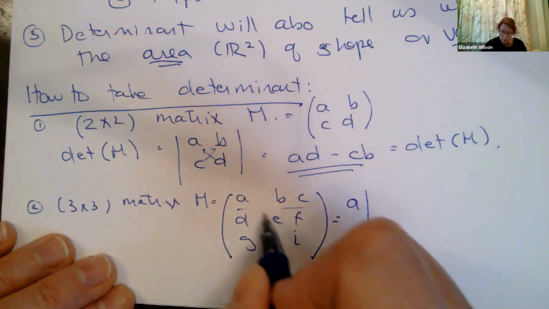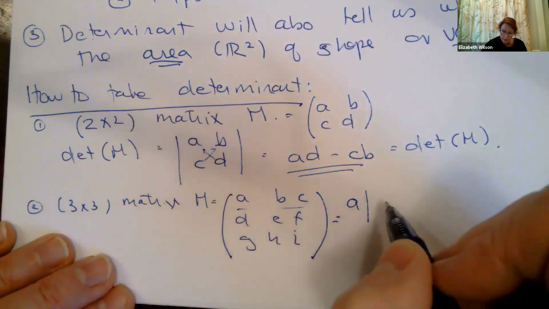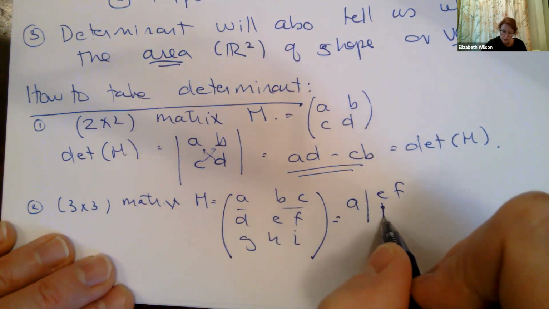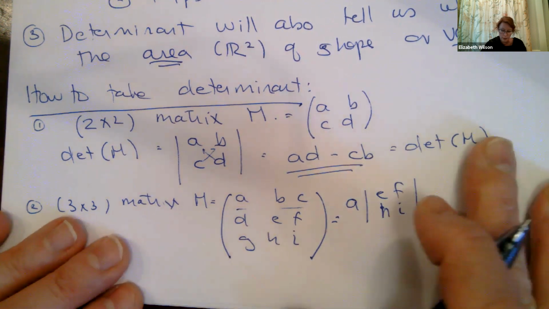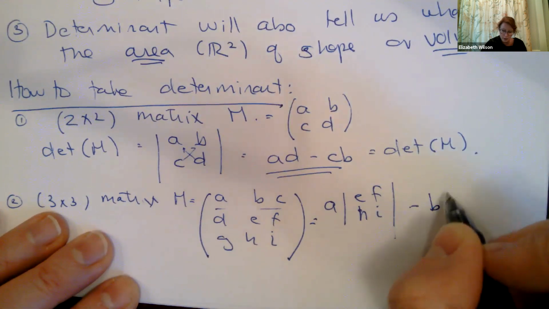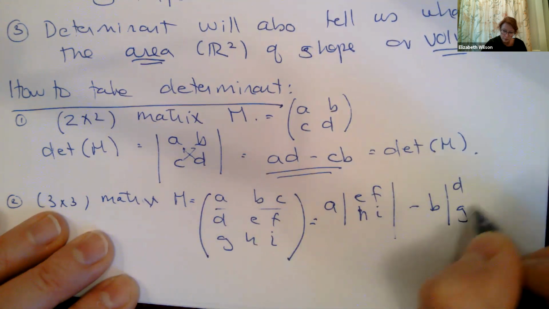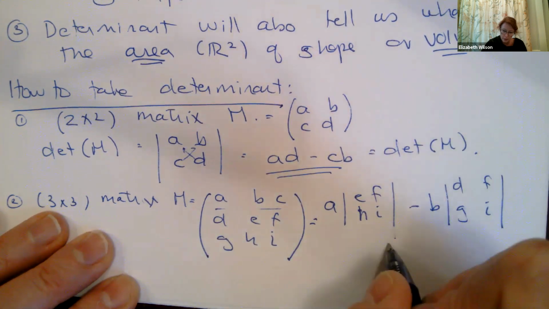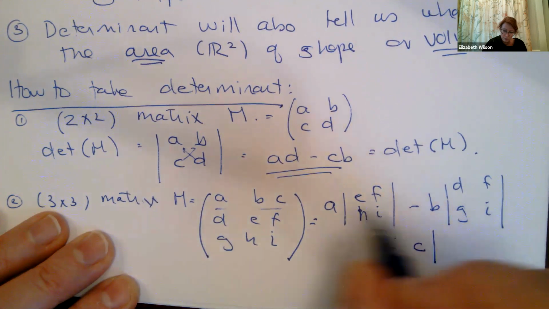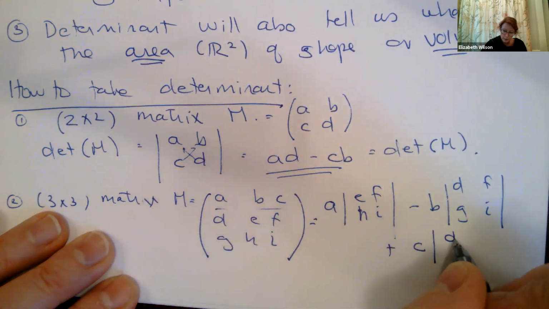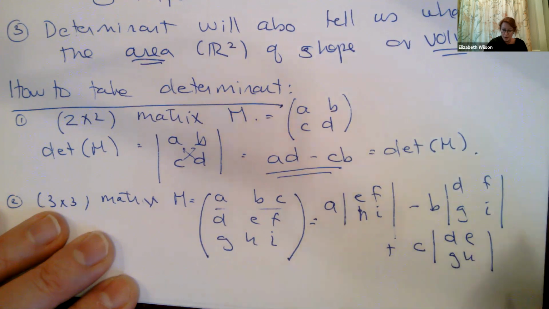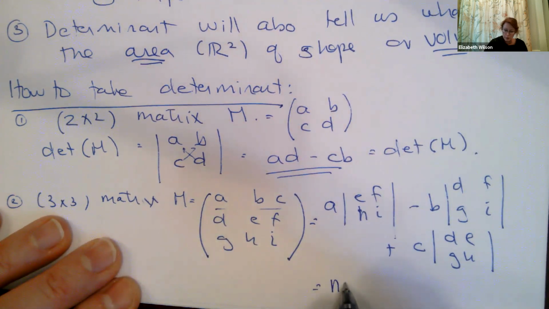So this is going to be first row, first column. I take my E, F, H, and I. So this is just like our cross product, minus B times first row, second column, E, G, F, and I, plus C times first row, third column, E, G, and H.